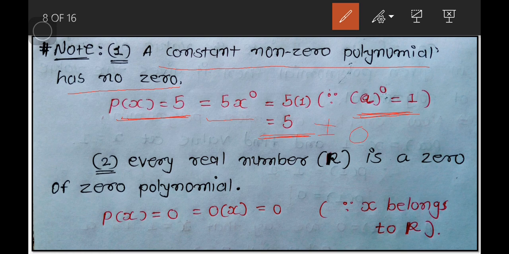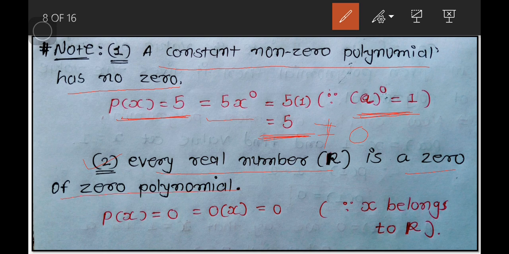We know that if the value of a variable makes the polynomial equal to 0, then we say that value of the variable is a zero of the polynomial. But here we always get a constant value, so it has no zero.